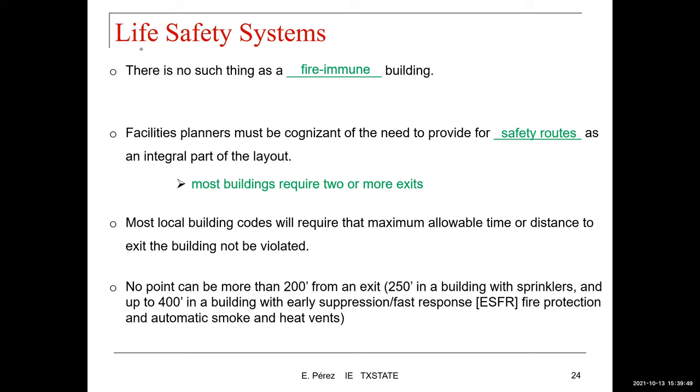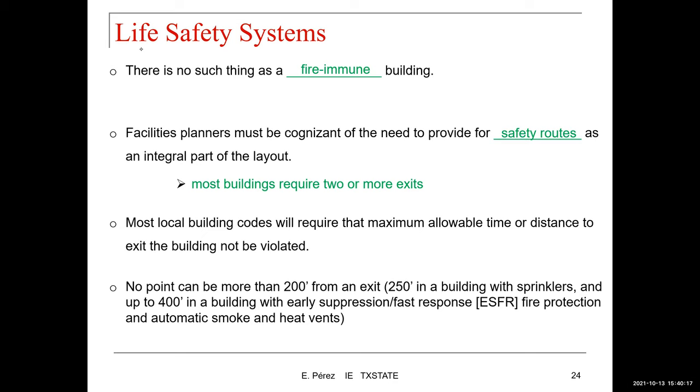250 feet in a building with sprinklers and up to 400 feet in a building with early suppression, fast response fire protection, and automatic smoke and heat vents. So depending on the level of security and the level of preparation that you put into the building, you will have a specification in terms of the farthest door that could be from any point inside the facility.